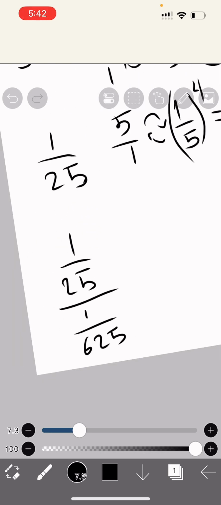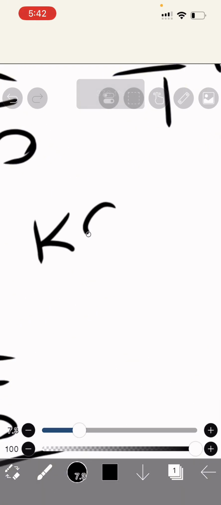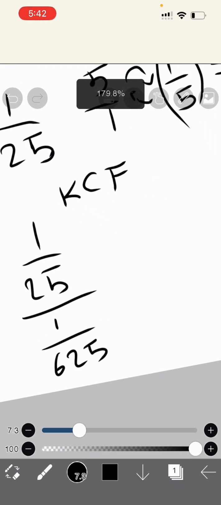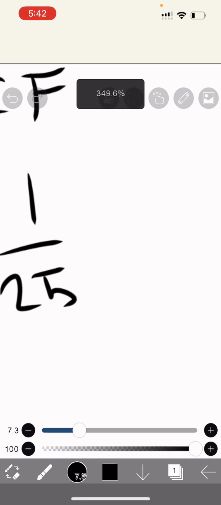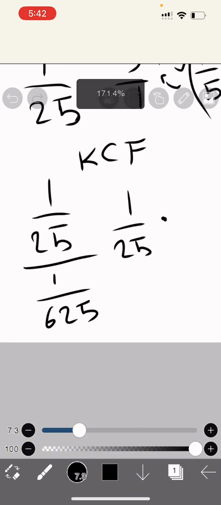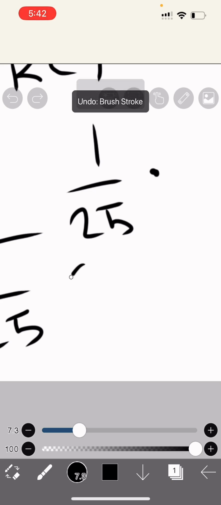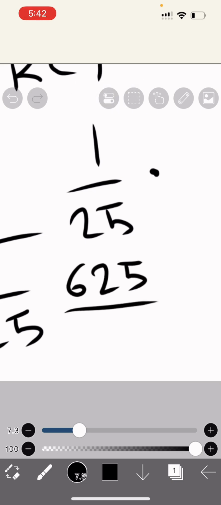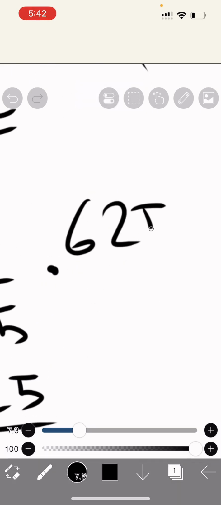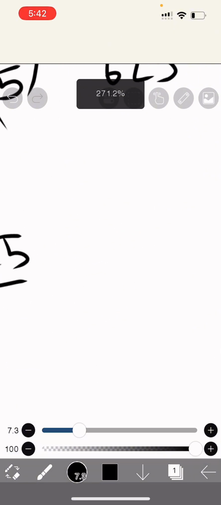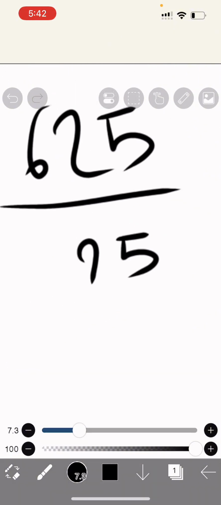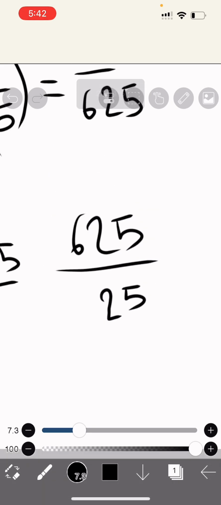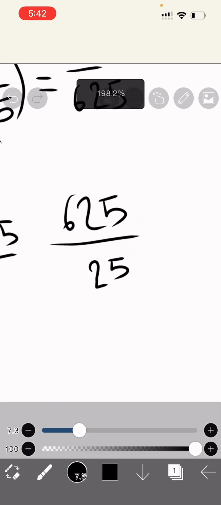With dividing by fractions, I think you've heard of this before. We do KCF, meaning we're going to keep the numerator, change it from dividing to multiplying, and flip the denominator. So we are going to flip it again. It's going to give us 625, and then we're going to multiply from here. 625 divided by 25, because 1 times 625 is just 1 over.